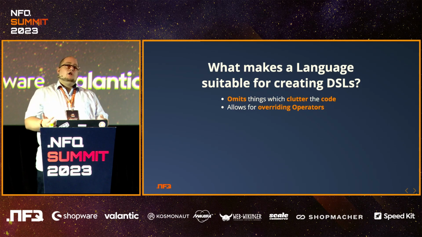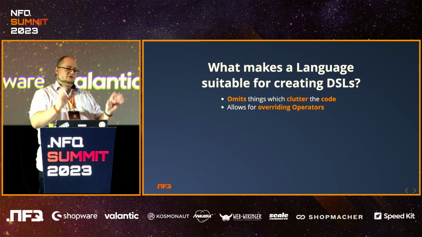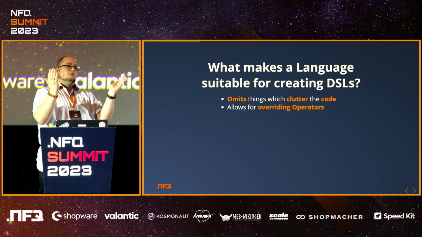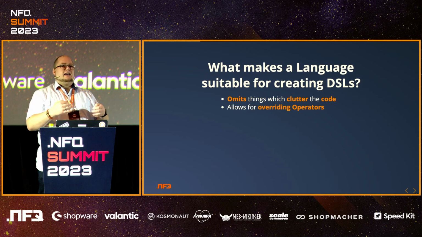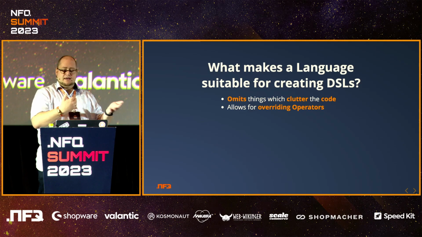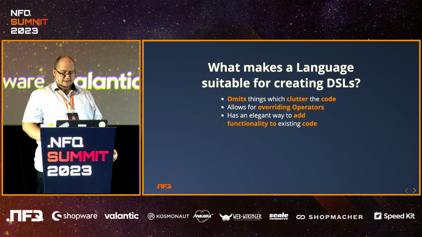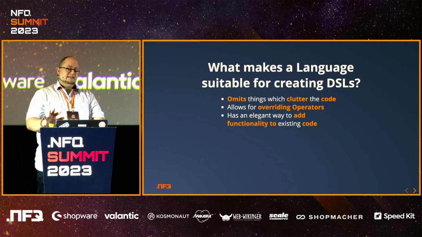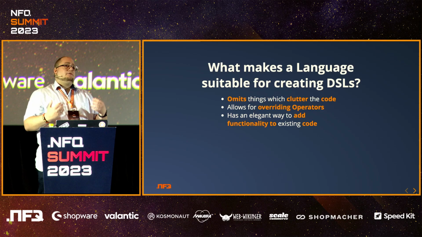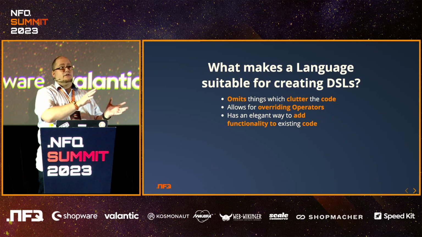Then, allow for overriding operators. If we want to add two different variables, we want to use the plus sign and not a .add method or something like this. And a language is really capable of creating DSLs if it offers you functionality to extend it without writing an add-on for the compiler.